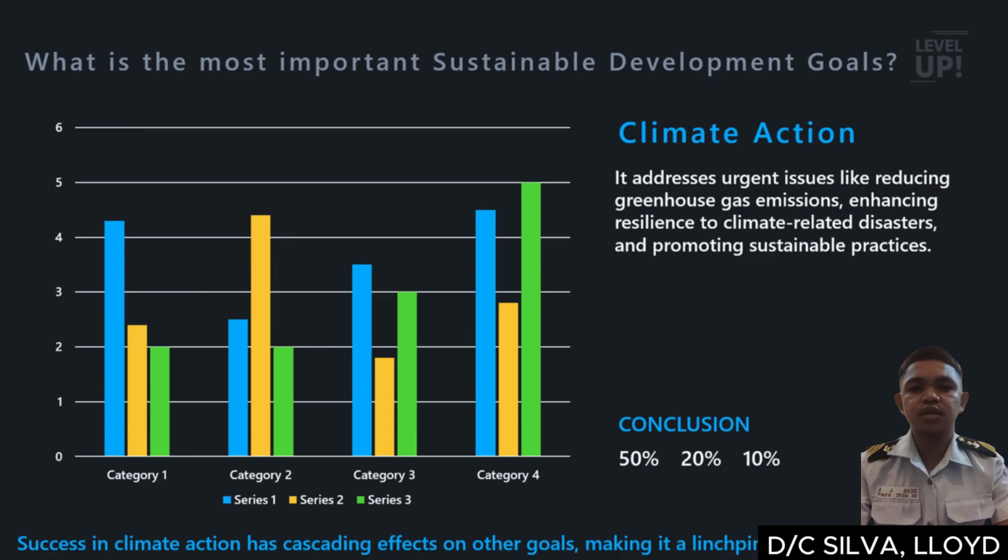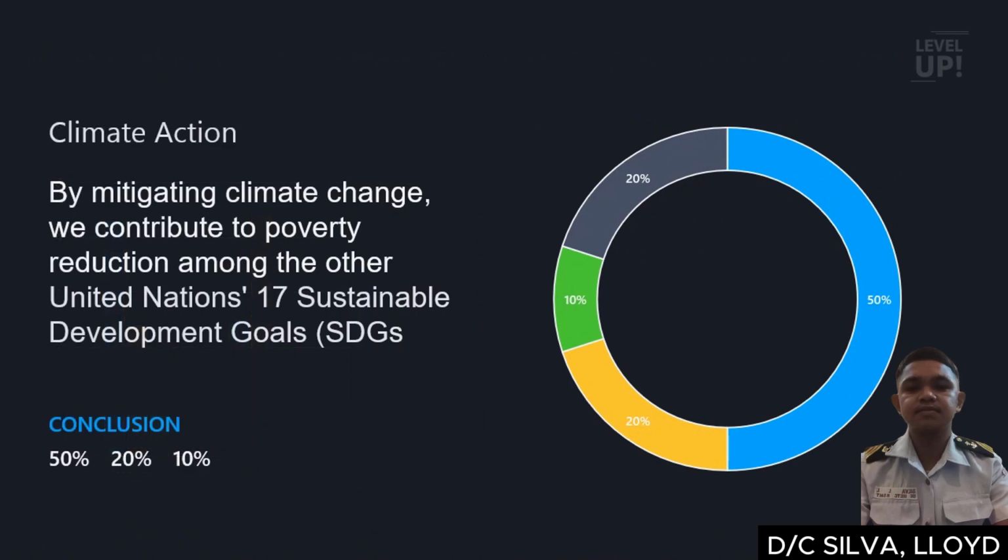It's challenging to single out one sustainable development goal as the most sustainable, as they are interconnected. However, Goal 13, Climate Action, is crucial. It addresses urgent issues like reducing greenhouse gas emissions, enhancing resilience to climate-related disasters, and promoting sustainable practices. Success in climate action has cascading effects on other goals, making it a linchpin for overall sustainability.